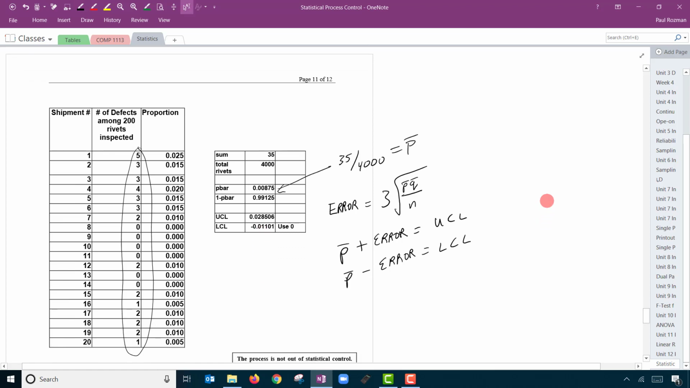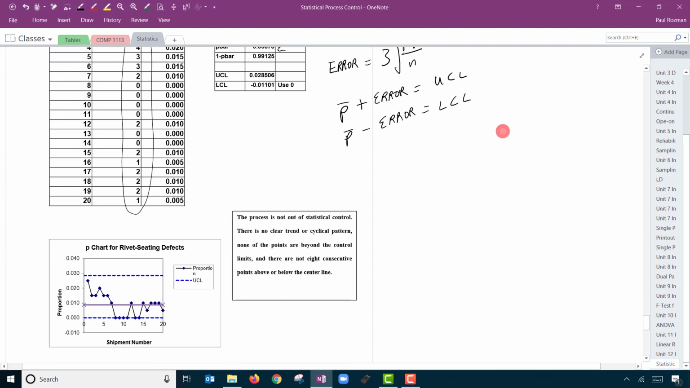And then we can make our plot where we'll plot these proportions in the order that they were given. We'll have a center line of P bar, and we'll plot our upper and lower control limits as well. So here's what it looks like.